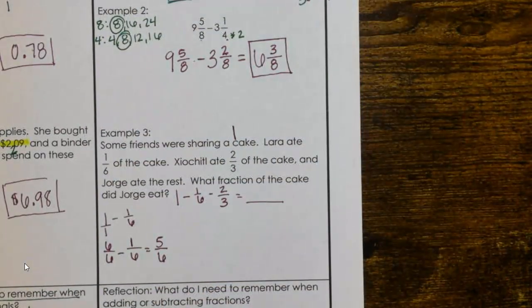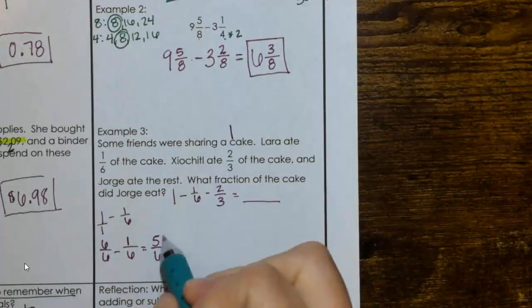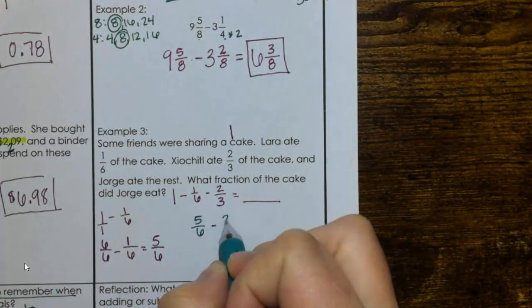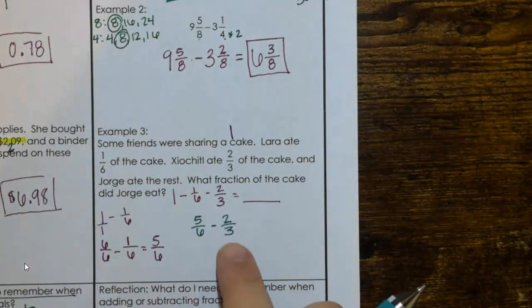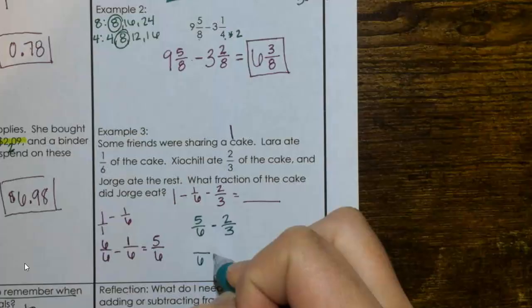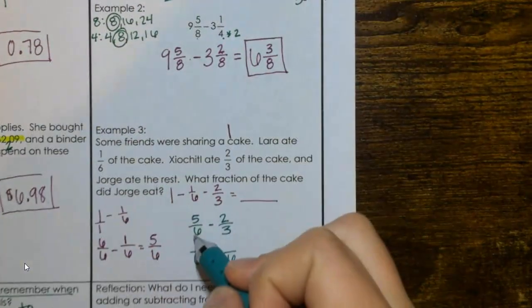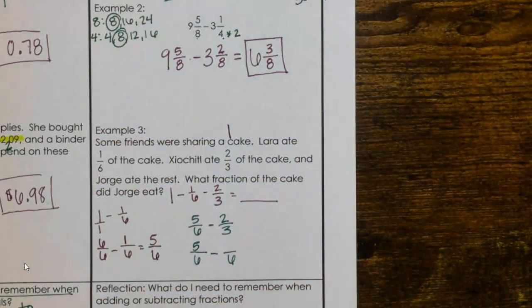So we just did the first part. Now we're going to go do the second part. Somebody ate 2/3 of the cake. So I'm going to take what's left, 5/6, and I'm going to subtract 2/3. They have to have the same denominator. I know that 3 times something gives me 6. So my new denominator is going to be a 6. Since my denominator in the first fraction is 6, it's going to stay.